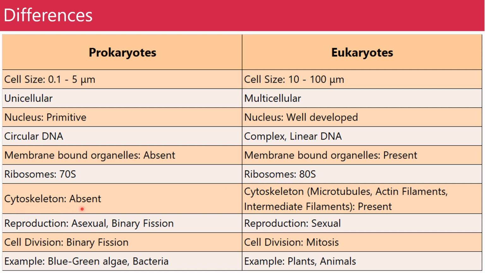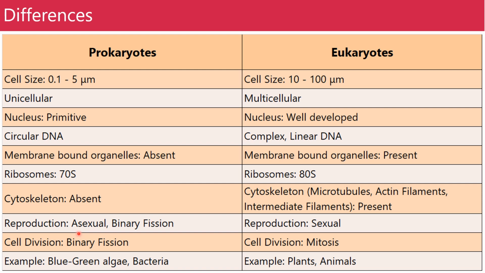Cytoskeleton. This is a multi-component system in eukaryotes composed of microtubules, actin filaments, and intermediate filaments. It is required for maintaining cell shape, providing internal organization and mechanical support. It is also paramount in movement and cell division, whereas the cytoskeleton is absent in prokaryotes.